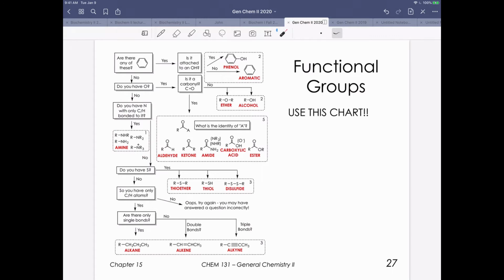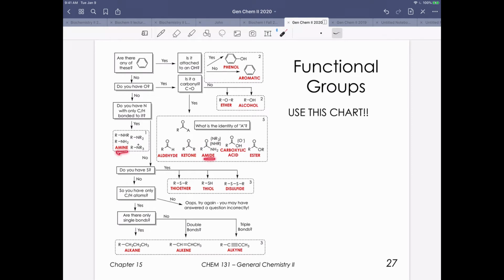Just highlighting now some things that look similar, but they're different. Amines and amides look very similar, but we have to make sure that the amide we recognize still has that amine part to it, but next door it's got that carbon doubly bonded to an oxygen.